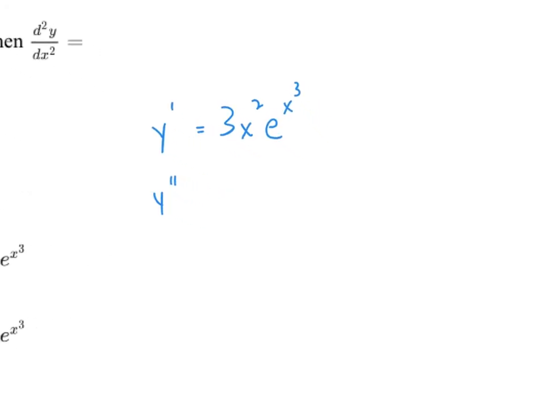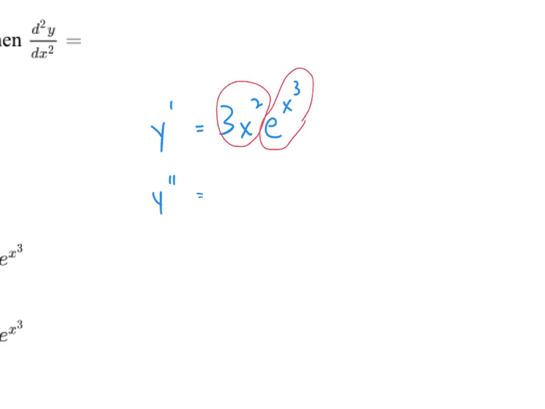Okay, so now we'll take the second derivative. For the second derivative, we'll have to do the product rule. I'll consider that as one thing, and that as the other. The derivative of the first thing is 6x times the second thing, plus the first thing times the derivative of the second thing. We've already taken the derivative of that. That's just 3x squared e to the x cubed.